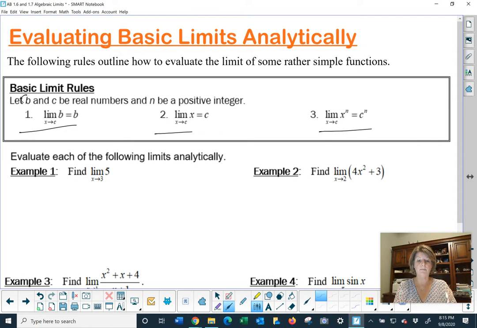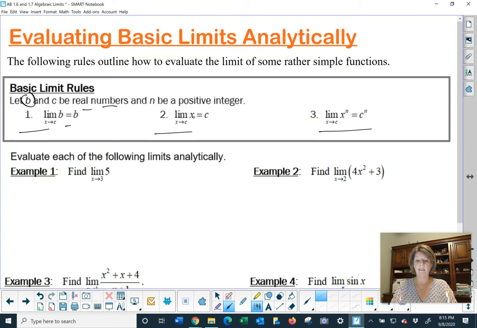This first one is b is some real number. So the limit as x approaches c, which is also a real number, of b turns out to be b. So if I have some number, let's say we have 7, then it's going to turn out to be 7 for the limit.